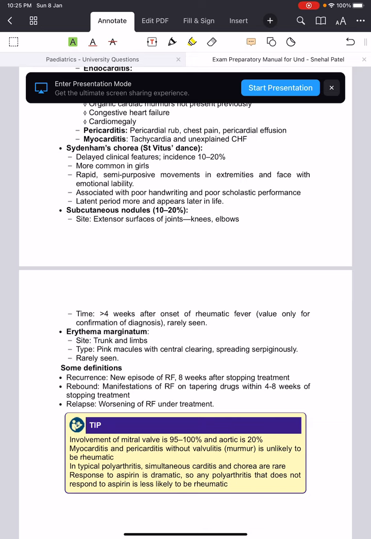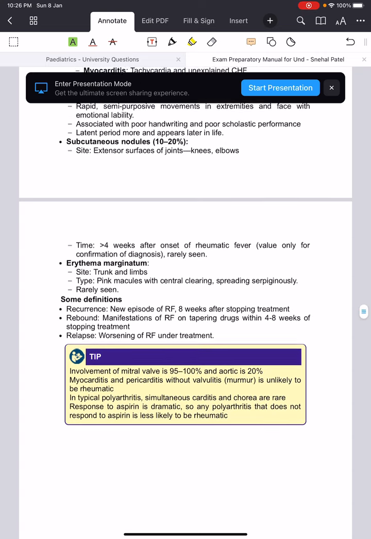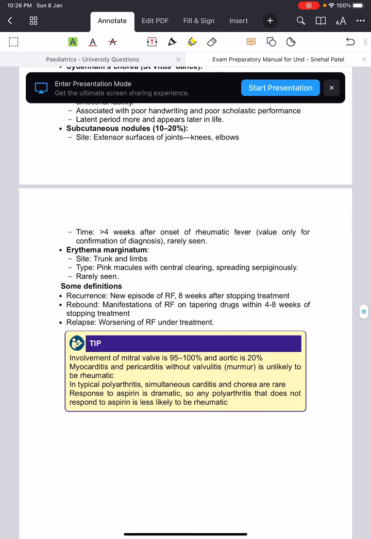In Sydenham's chorea, delayed clinical features are seen, more common in girls: rapid semi-purposive movements in extremities and face, with emotional lability. Associated with poor handwriting and poor scholastic performance, latent period is longer and it appears later in life. So, if there is chorea, it is more often in girls, and then there will be rapid semi-purposive movements in extremities and face with emotional lability. The face will show emotional lability, and you will think that she is going to do something, a semi-purposive movement, but she will not do anything. Her handwriting will be poor, and scholastic performance poor.